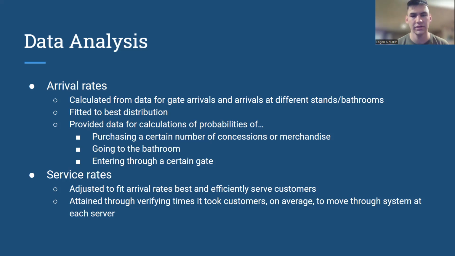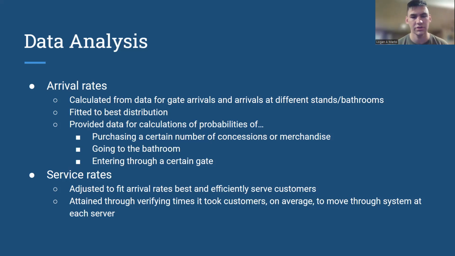We provided data for calculations of probabilities for each of those sections. So, for example, for purchasing a certain number of concessions or merchandise, we were able to calculate all of our probabilities for whether they're going to buy one hot dog or two hot dogs, or one bottle of water or three bottles of water, for example. And by having it fitted to the distribution, we were able to input the distribution and then the probability that those distributions would be occurring.